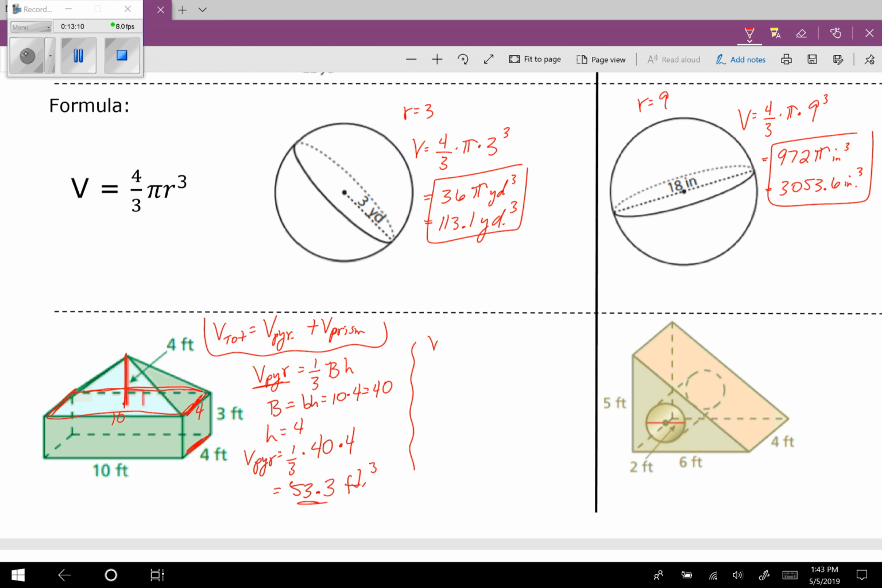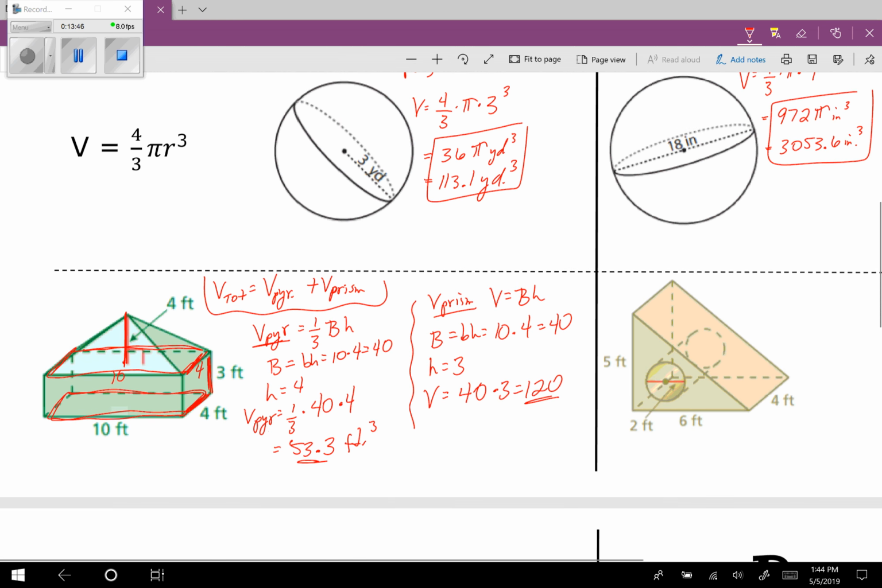Now we need the volume of the prism. So it's area of the base times the height. The area of the base of the prism, again, we have to use the same base since that's where they're stacked. So it's base times height because it's a rectangle. So again, 10 times 4. Now the height of our prism, how tall is it? It's 3. So the volume is 40 times 3, which is 120.